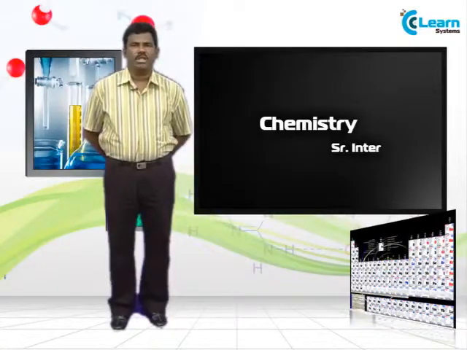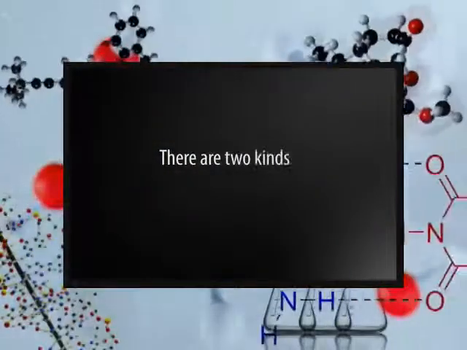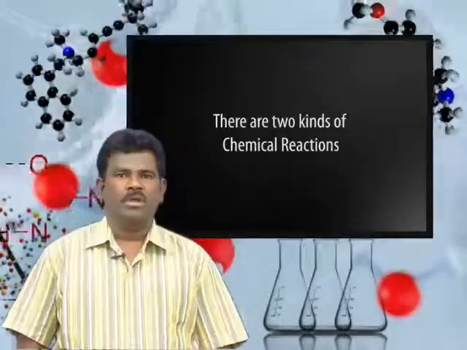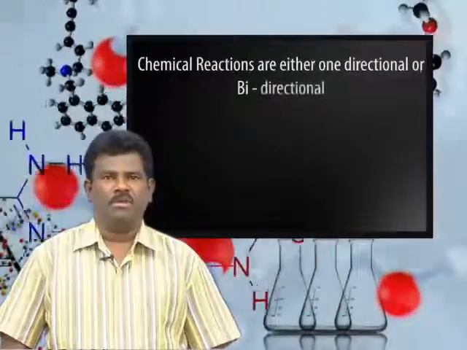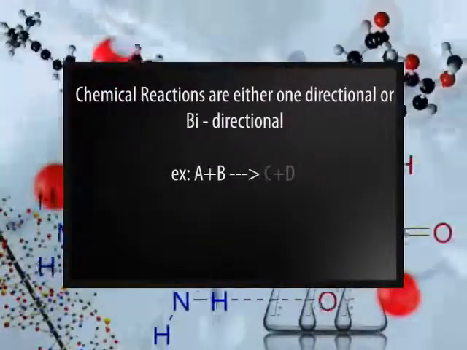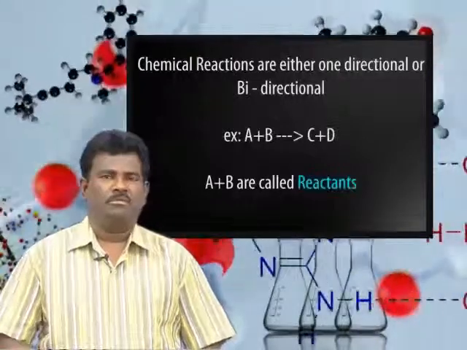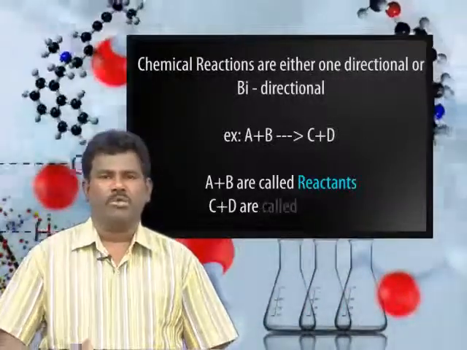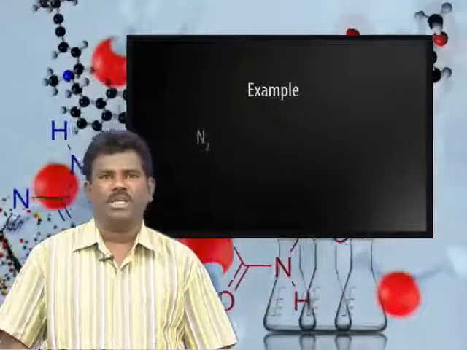You know very well about chemical substances like salts, acids, bases. They are involved in chemical reactions. There are two kinds of chemical reactions. Chemical reactions are either one directional or bidirectional. For example, A plus B gives C plus D. Here A plus B are reactants. Next, C plus D are products. That means here the reaction takes place and the products are formed from the reactants only.